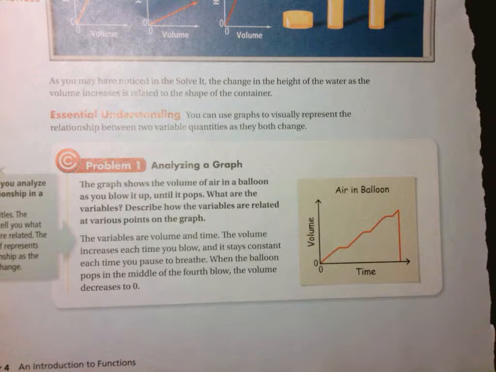So the variables are volume and time. The volume increases each time you blow and it stays constant each time you pause to breathe. When the balloon pops in the middle of the fourth blow, the volume decreases to 0. So what we're doing is we are looking at a graph of information, and we are trying to determine what is the possible story that this graph can be communicating. What may be happening here?